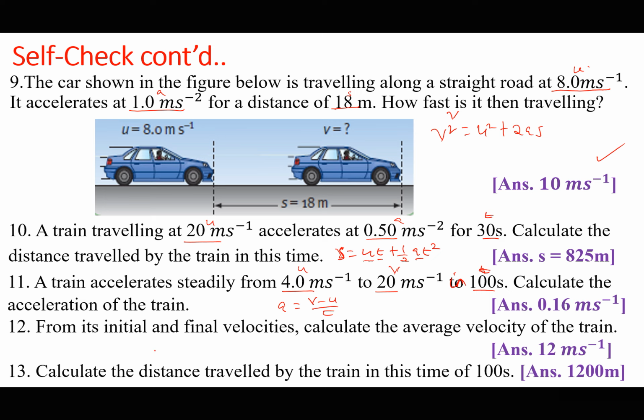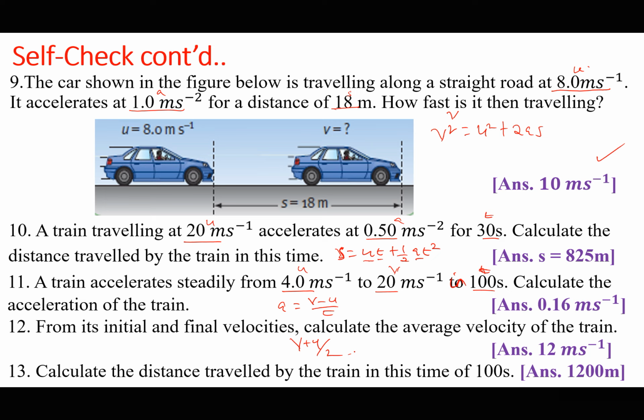From its initial and final velocities, calculate the average velocity of the train. So from the initial and final velocity, calculate the average. Of course, if the acceleration is constant, this is a straight line, so the average velocity is going to simply be v plus u divided by 2.